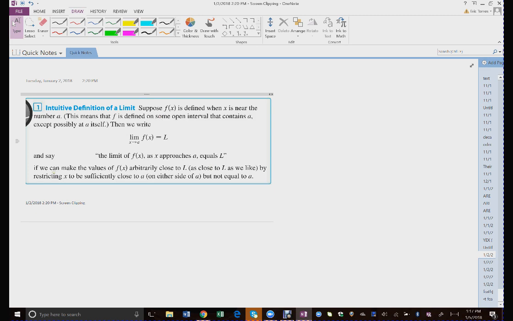So, if we can make the values of f of x close to L, arbitrarily close to L, as close to L as we like by restricting x to be sufficiently close to a on either side of a, but not equal to a.